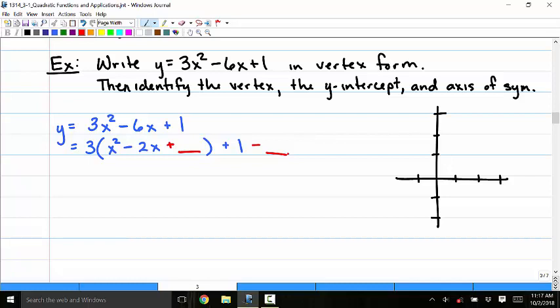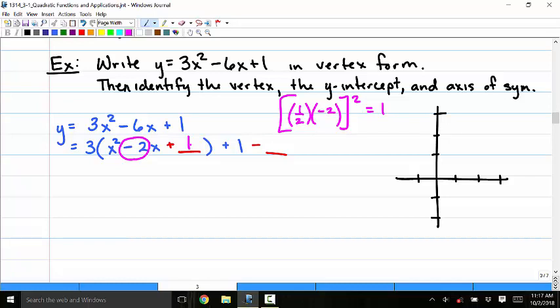Now, how do you get that number? You're going to take the b, that negative 2, you're going to multiply it by a half and square it. So you're going to say 1/2 times negative 2, and then you want to square it. 1/2 times negative 2 is negative 1. Negative 1 squared is positive 1. So I'm going to add 1 right here.